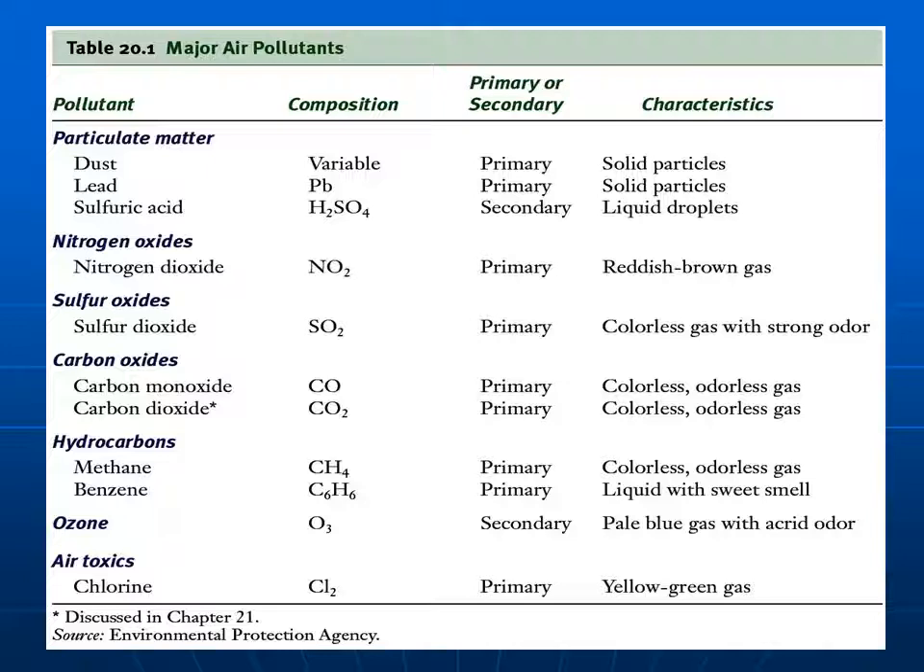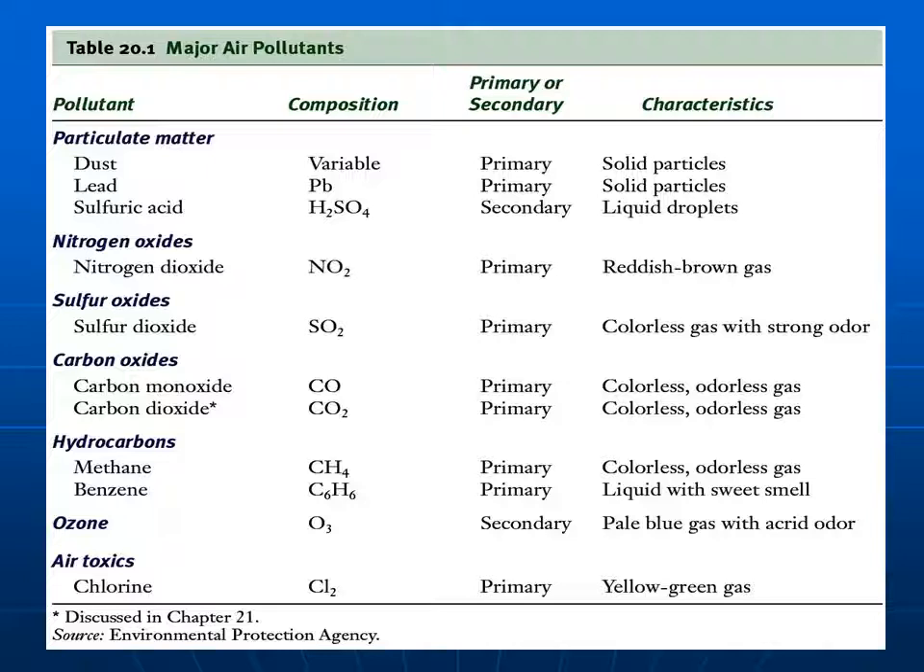This table here shows the major air pollutants, their composition, whether they are primary or secondary pollutants, and their characteristics. For example, the particulate matter like dust, its composition is variable. It is a primary pollutant and its characteristic is that it is solid particles. Similarly, for lead, the composition is Pb. It is a primary pollutant and it is a solid particle.